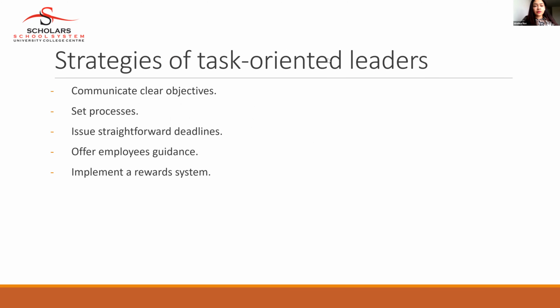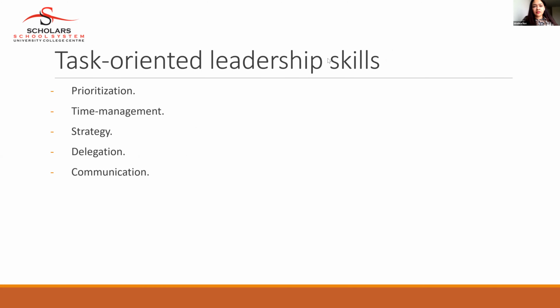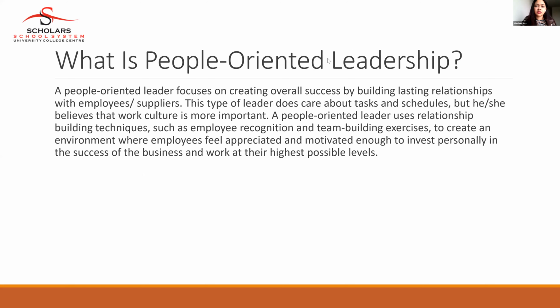So the strategies of task-oriented leaders are to communicate clear objectives, set processes, issue straightforward deadlines, offer employees guidelines, and implement a reward system. So their focus is basically to get the task done, and according to the task, rewards will be provided to their followers. So they prioritize the work. They are keen about time management because they need to complete a task in a certain time. They need to be very strategic. They need to know how to delegate and communicate their tasks.